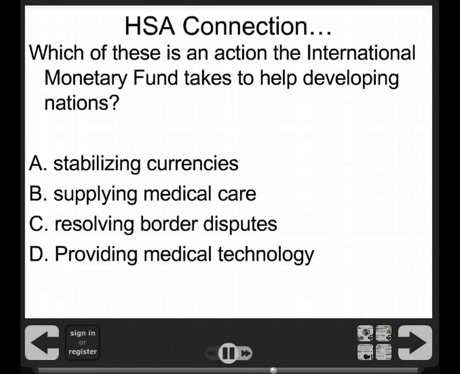When you get a question on the HSA, always think to yourself, what is the best answer? Although B and D both involve money, A is the only answer that the International Monetary Fund would be directly connected to. So always remember when you're taking the HSA to think about what's the best answer, because the HSA will try to trick you sometimes, but always think about what is the best answer.